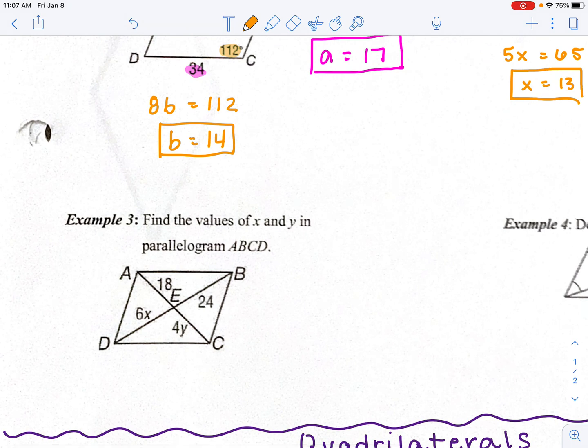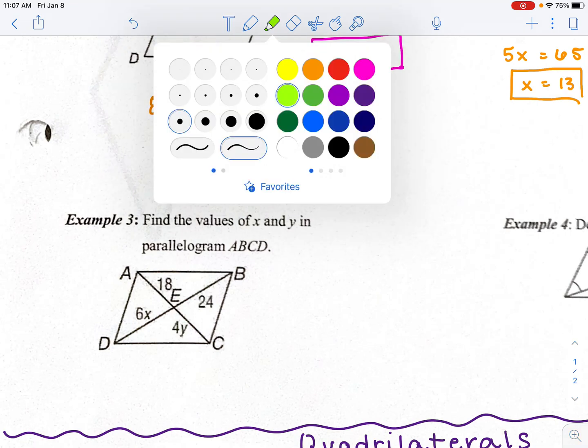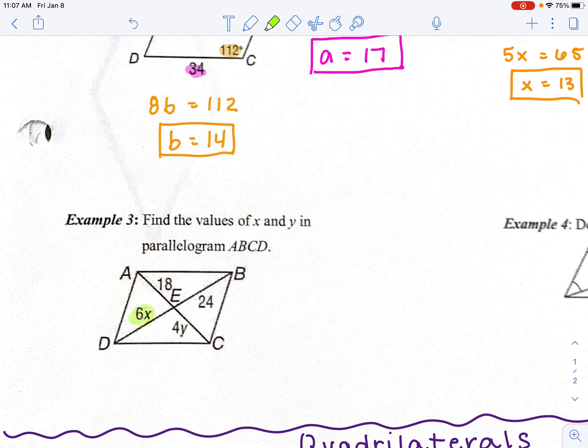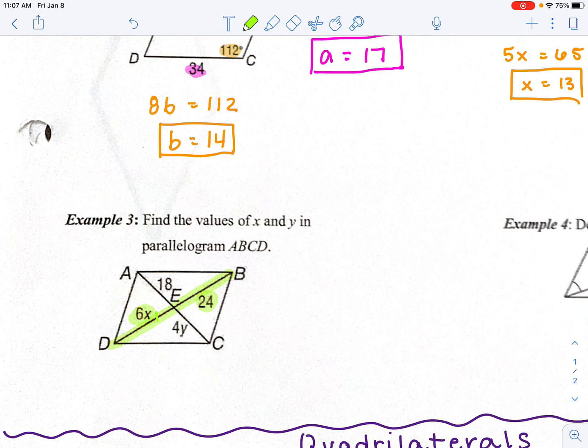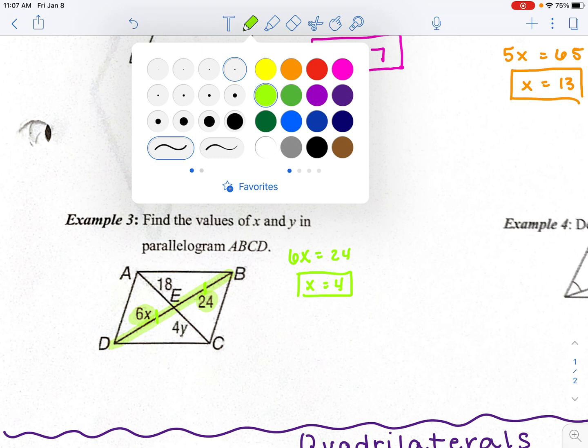All right, let's look at example 3. It says find the values of x and y in parallelogram ABCD. So let's look at x first. X is right here, and that is on the diagonal DB. The other thing that's on the diagonal is 24. And if we remember from above, diagonals bisect each other, which means that this 6x should be the exact same length as that 24. So I can say 6x equals 24, which means x equals 4.